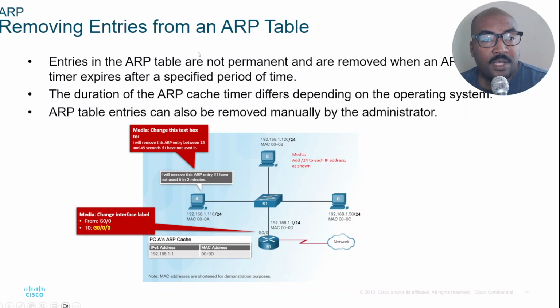Entries in the ARP table are not permanent and are removed when the ARP cache timer expires after specific periods of time. The duration of the ARP cache timer differs depending on the operating system. ARP table entries can also be removed manually by the administrator. So essentially, it keeps everything nice and fresh, right? You don't want a whole bunch of that stuff in there. We've got to keep everything as fresh as possible.